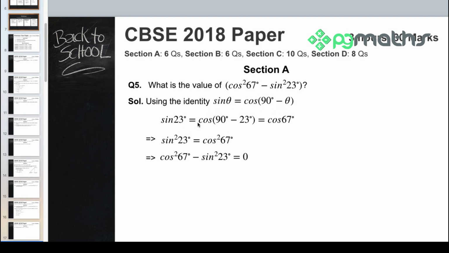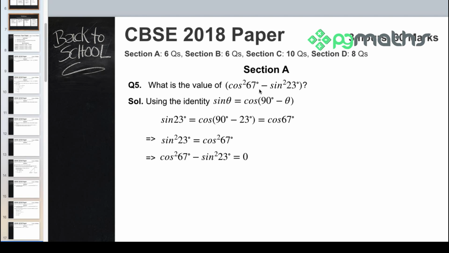So we will use this identity, sin theta equals cos of 90 degree minus theta, which implies sin 23 degree equals cos of 90 degree minus 23 degree, which is cos 67 degree. This implies their squares must be equal. So sin square 23 degree is equal to cos square 67 degree. This implies their difference must equate to 0. Of course, if they are equal, their difference must be 0, and that is being asked here.